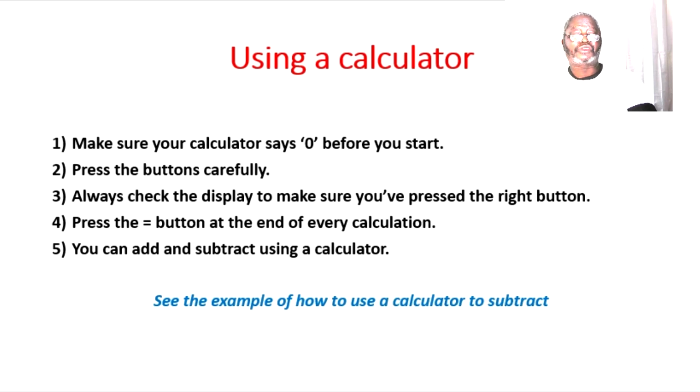The first thing you need to do is make sure your calculator is clear, and the answer screen is showing 0. And then you press your buttons carefully. Don't be in a rush. Okay? Enter the value of what you want to calculate. Make sure you check you pressed the button properly and the value you've entered is correct. And then press your signs, whether it's add or subtract, and then you press your equal sign at the end of the calculation to get your answer.